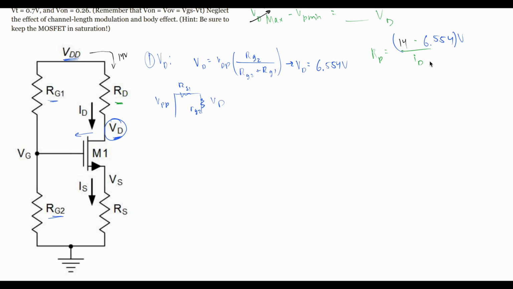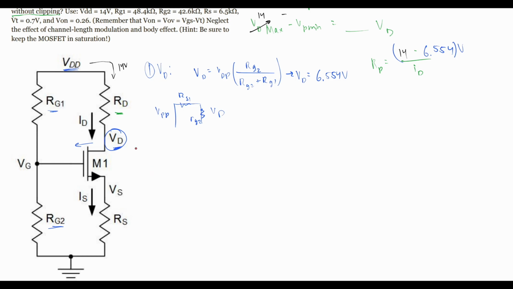Now, what else do we need to find? Well, we need to look for our ID. And to find our ID, we are going to use some equation that we have in the notes linked below. And to solve for our ID, we need to look at our circuit. So our ID, we can see it's going down here, right? And it's going down still this way, so it's kind of in series with our IS. Well, that means that our ID is about equal to our IS.